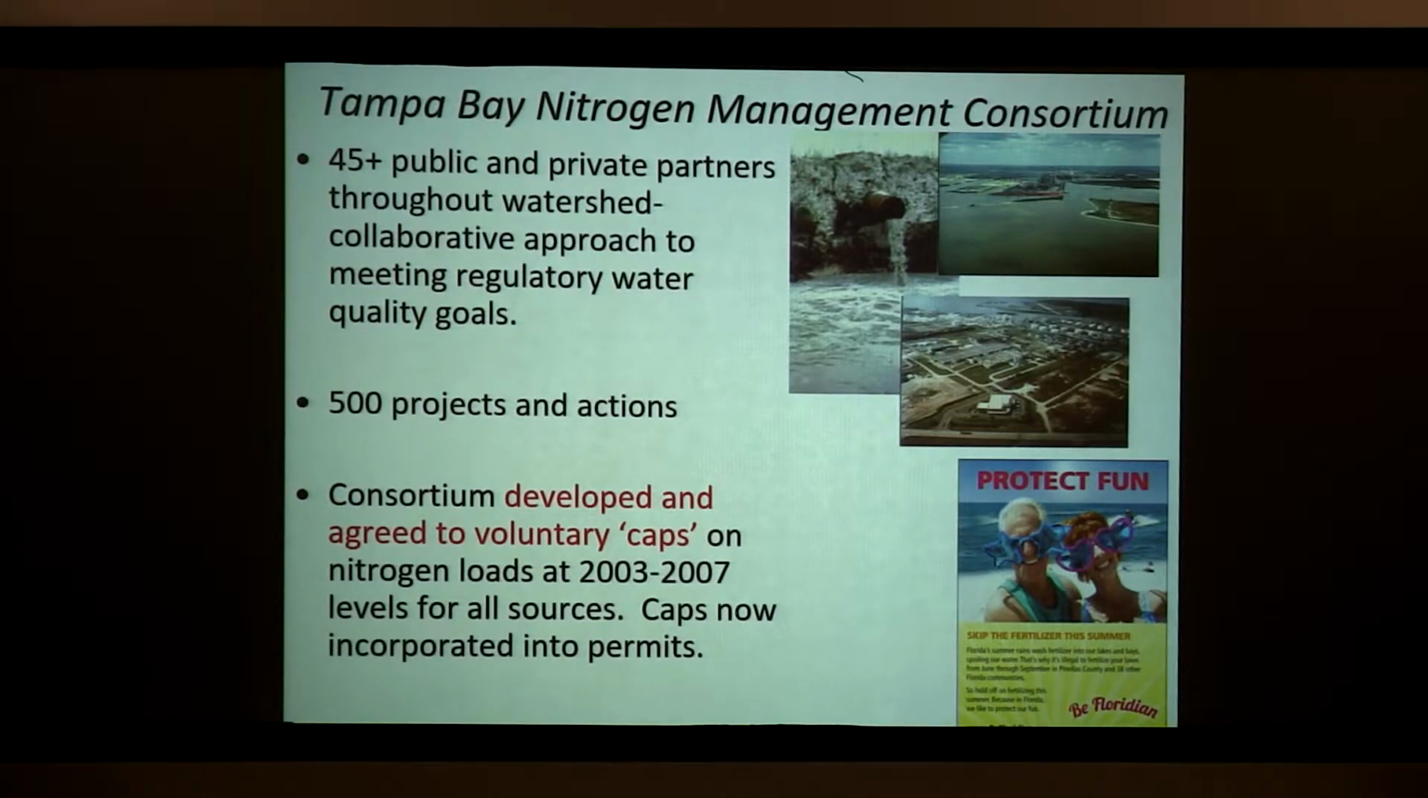And we now have a Tampa Bay Nitrogen Management Consortium that consists of about 45 public and private partners throughout the watershed, which are meeting regulatory water quality goals by enacting over 500 projects and actions over the last 20 years, and also agreeing to voluntary caps on nitrogen loads at 2003 to 2007. So that means any additional load coming into Tampa Bay needs to be compensated for by a project that reduces a similar amount of load to Tampa Bay.